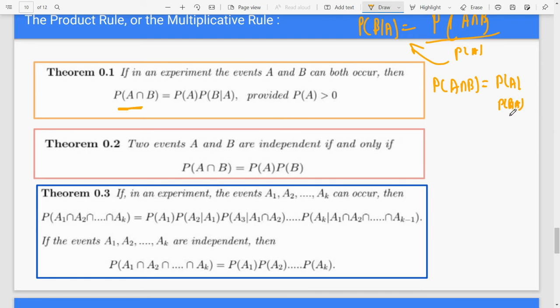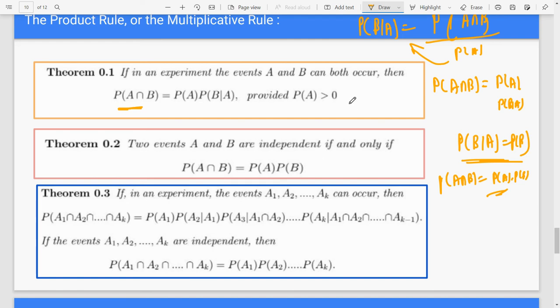I told you if both A and B are independent, then probability of B given A can be represented as probability of B, because this is the precise definition of independent events. In that case, probability of A intersection B changes to probability of A times probability of B.